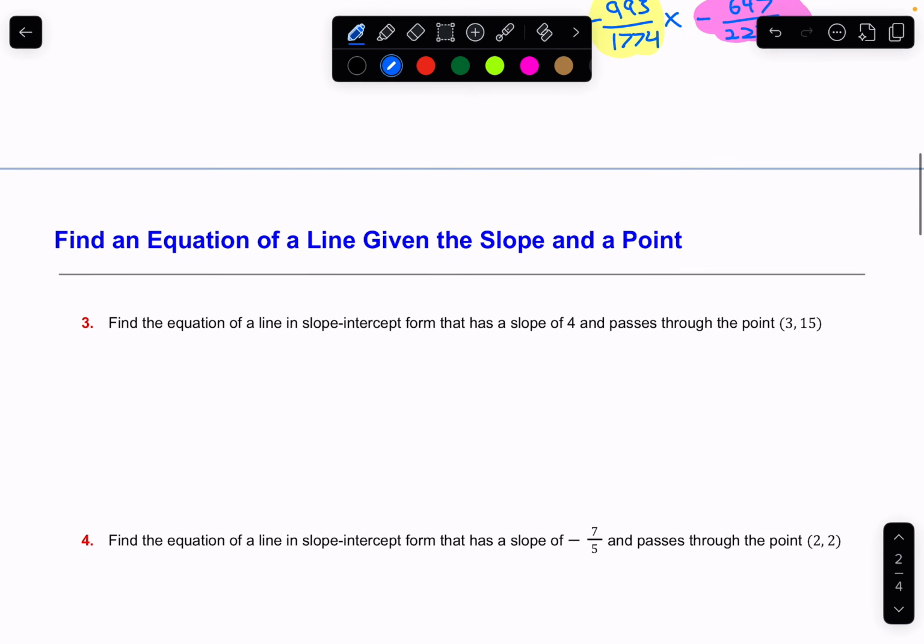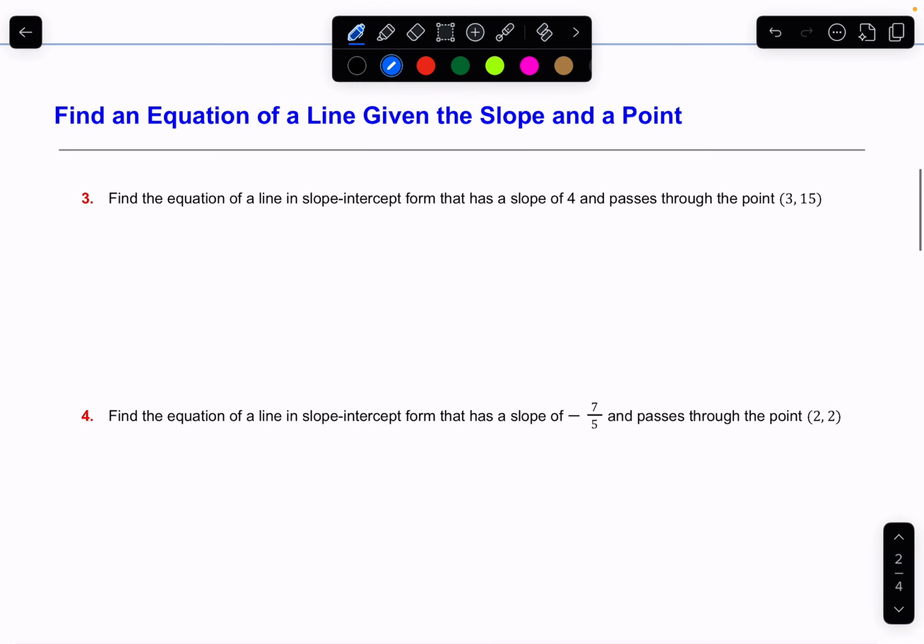All right, let's take it up a notch. We're going to find the equation of a line given the slope and a point. Number three says find the equation of a line in slope-intercept form, remember we're going to be using y = mx + b the whole time, that has a slope of 4 and passes through the point (3, 15). So we have a slope and we have a point. First we plug in our slope; this 4 is m. So I'm going to write the equation y = 4x + b, where I plugged in my m.